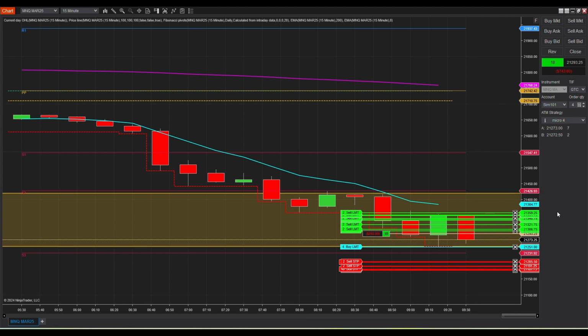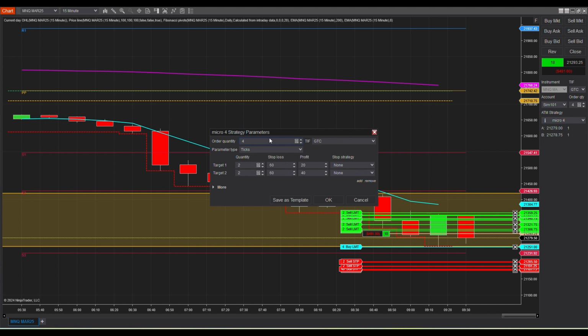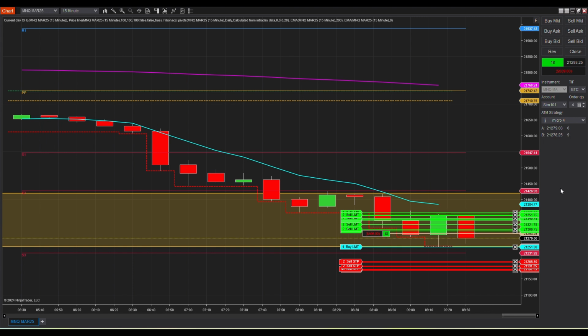So there's 9:28. A couple more minutes before the new 15-minute candle forms. Now, instead of using the micro 4, you can go and change this to 2, 1 at 20, 1 at 40, and adjust your leverage on it. And just hold these out because you are using micros.